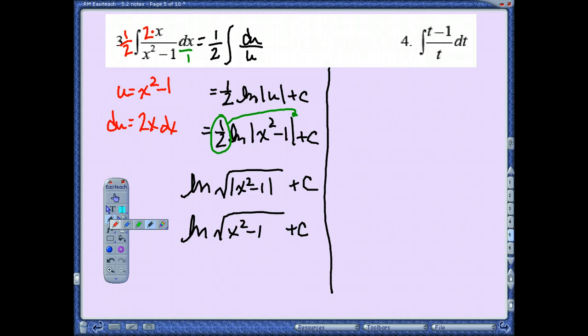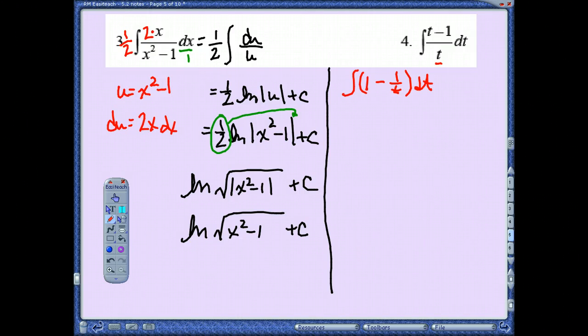Now on number 4, I can go ahead and divide through on this one. On number 3, I couldn't because I had 2 terms on the bottom, so I'd have to factor. There wasn't any way to factor, so I couldn't divide on my own. Here you've got 1 term. Let's go ahead and simplify this. Well, t divided by t is 1. 1 divided by t is 1 over t. This whole thing is multiplied by dt.